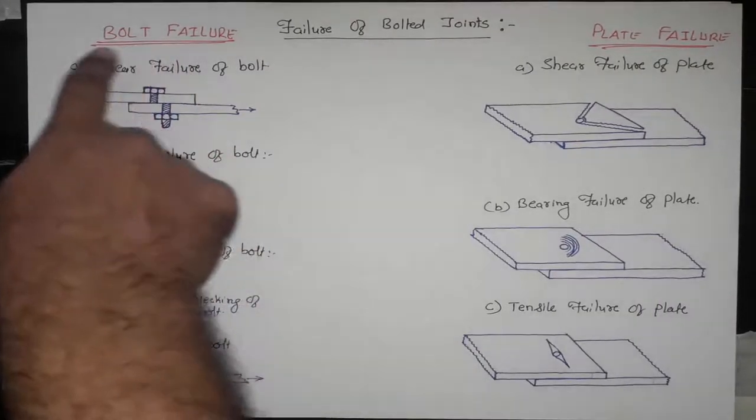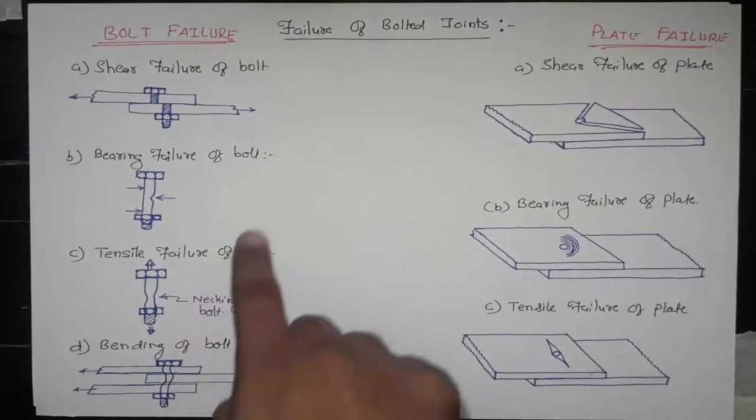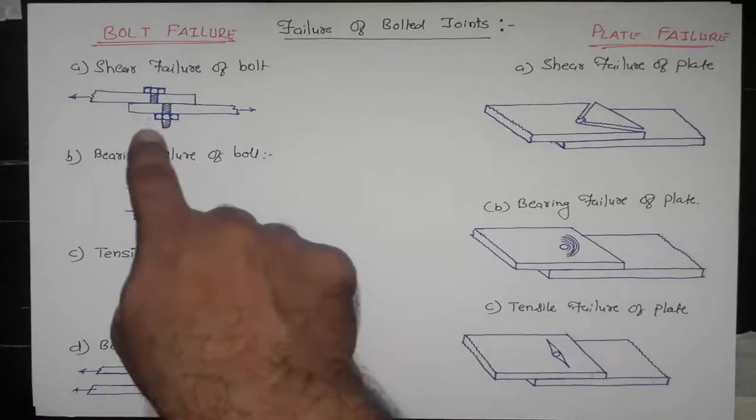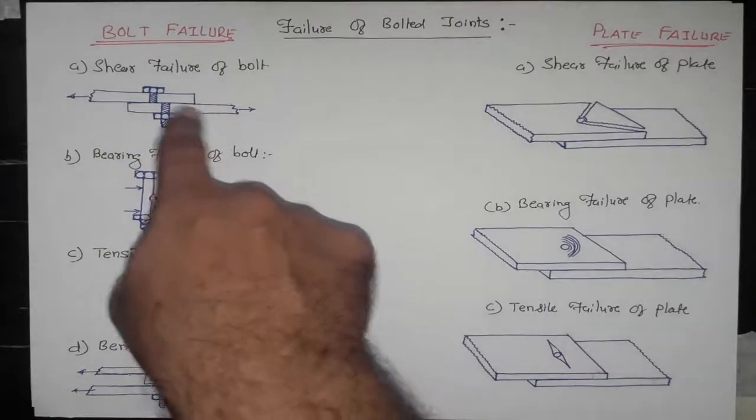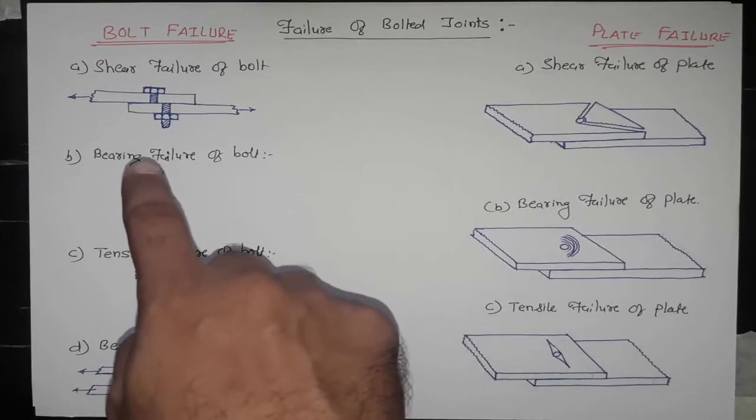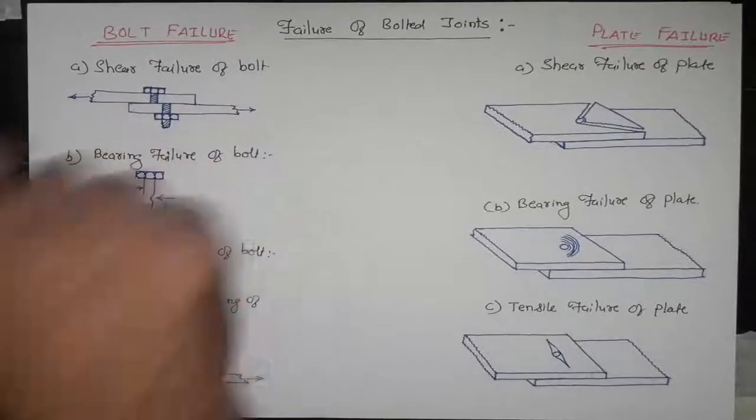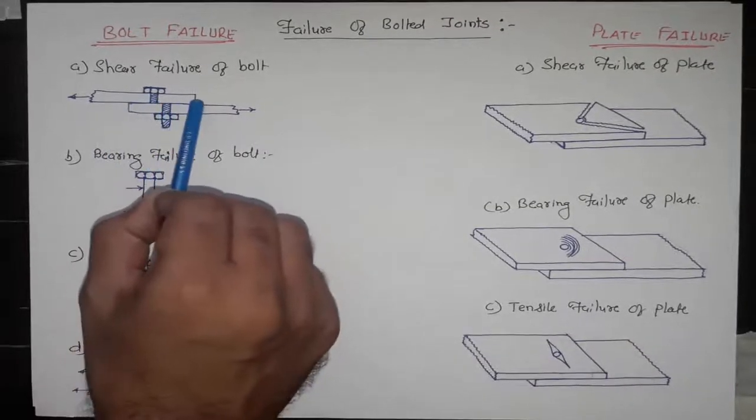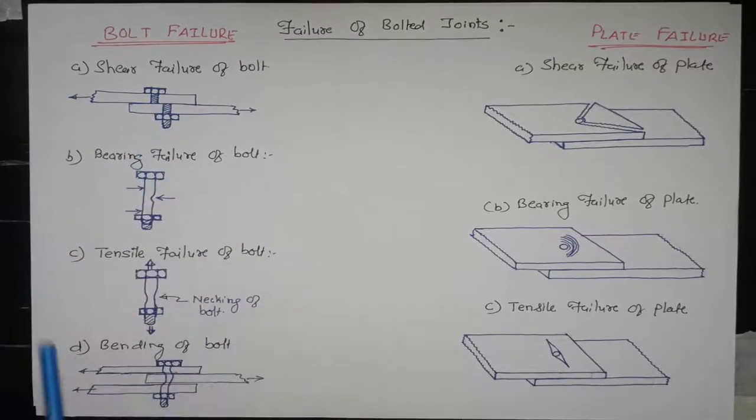First, we will see about the shear failure of the bolt. Plates bolted together, when subjected to a tensile force or load, may result in the shearing of the bolt. This is the shearing of bolt. In case of a lap joint, where the shearing of the bolt occurs at one plane, it is referred to as single shear failure. This is your shear plane. We are having a single plane and the bolt gets sheared into two pieces.